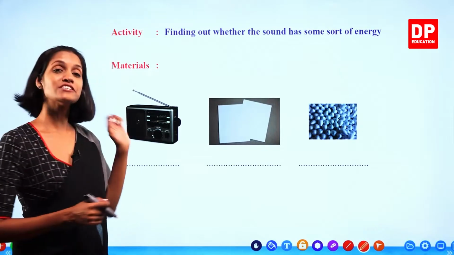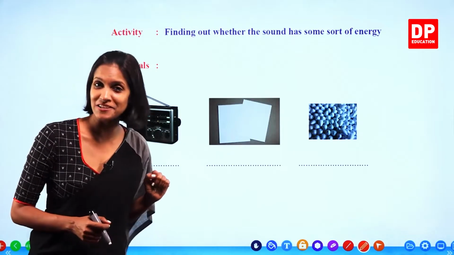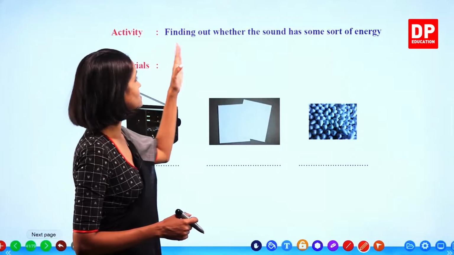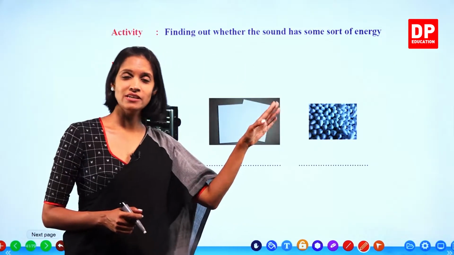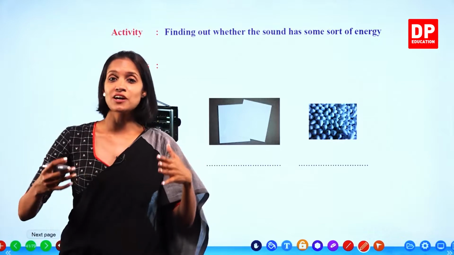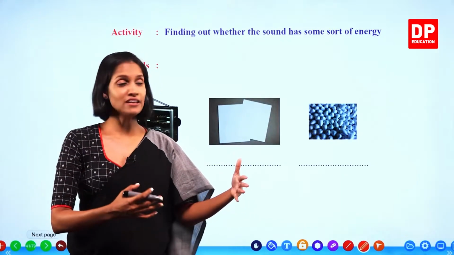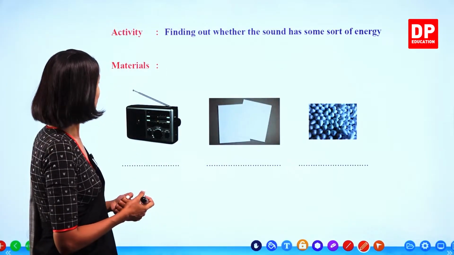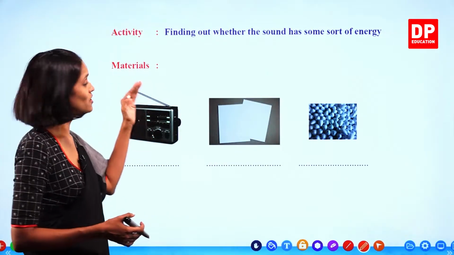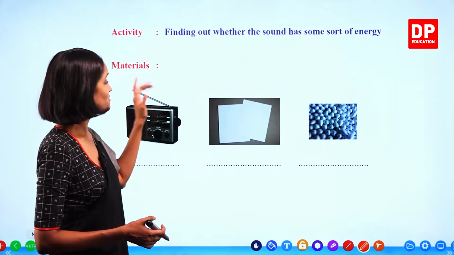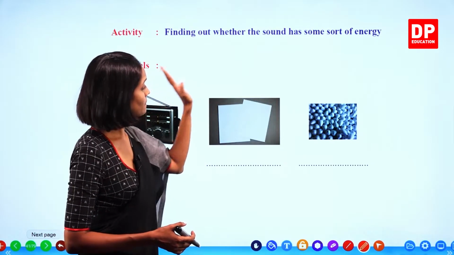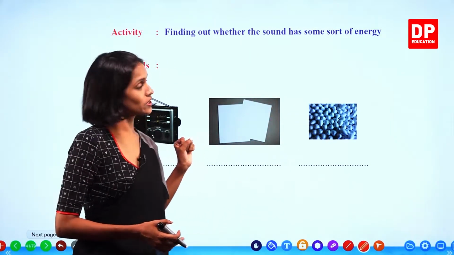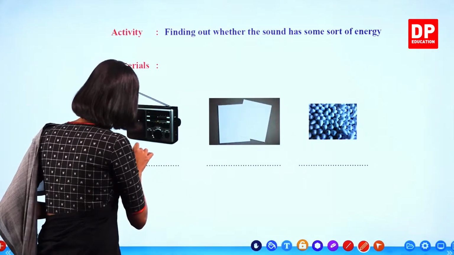We have an activity to do. This is a very interesting activity. So what is the activity? Finding out whether sound has some sort of energy. Already we categorize sound as a type of energy, so we are going to check what type of energy this sound has. What are the materials we need? We need a small radio set, a piece of paper, and some rigiform balls or polystyrene balls. Right, let's write.